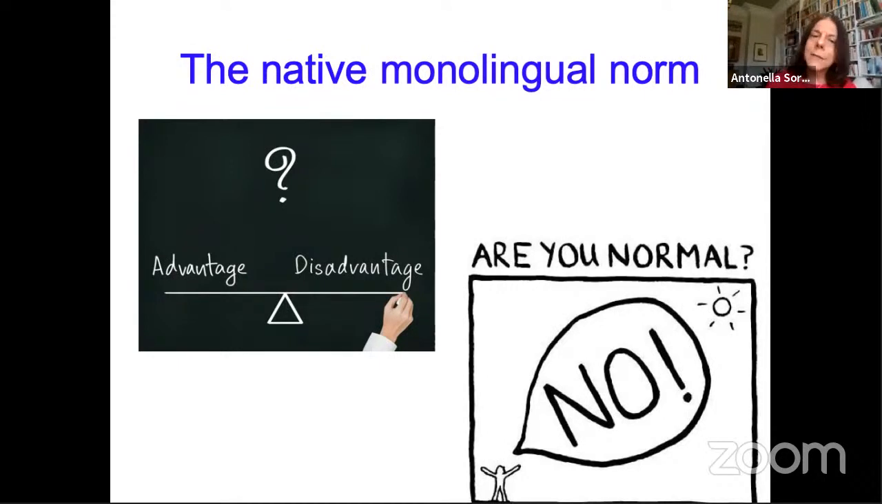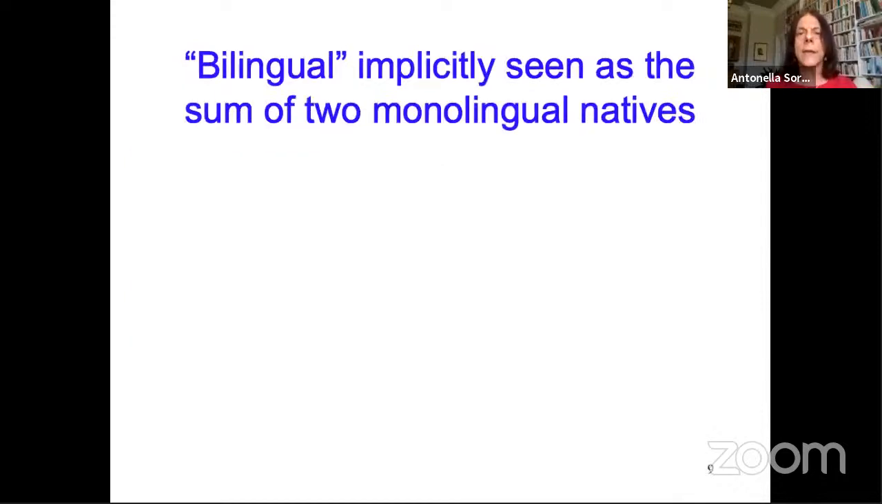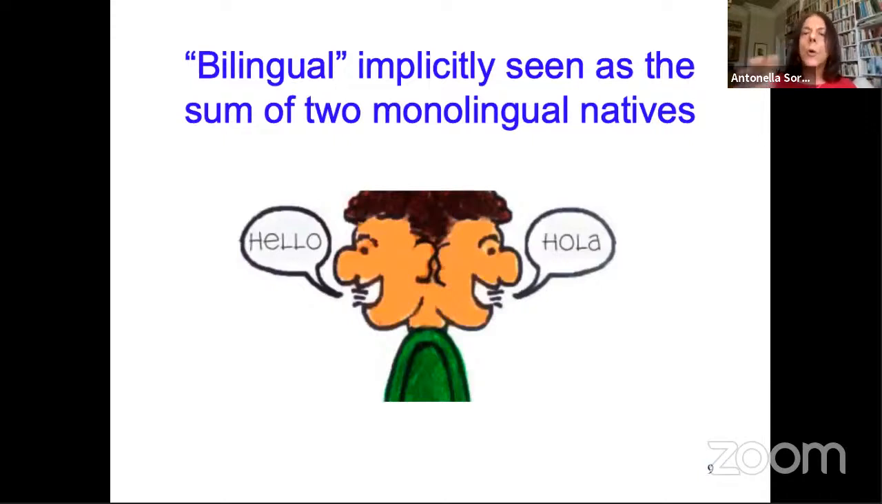But notice that advantages and disadvantages are always defined with respect to a monolingual norm. So a bilingual advantage with respect to the native monolingual norm, a bilingual disadvantage also with respect to the native monolingual norm. So that is, again, the point of reference that is used in much research in this area. And so underlyingly, bilingual is at least implicitly seen as the sum of two monolingual natives. I know many people before me have said, no, a bilingual is not the sum of two monolinguals.